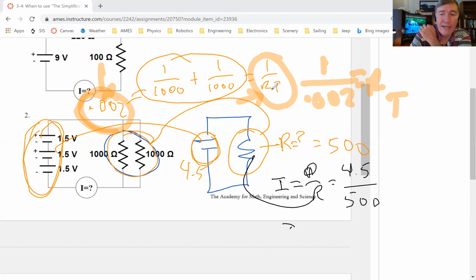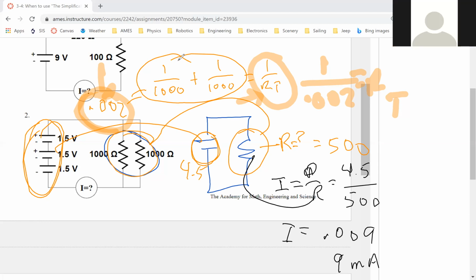Okay, so when we do that, we get 9. Well, actually, that's not what our calculator tells us. Our calculator is going to tell us 0.009, which we know is 9 milliamps. Okay, very good.